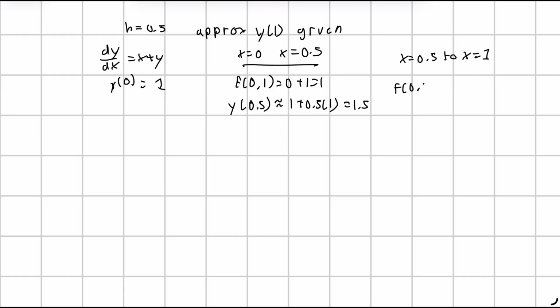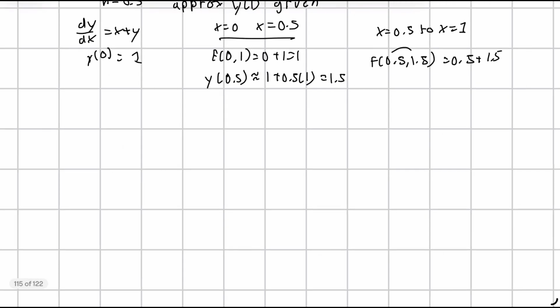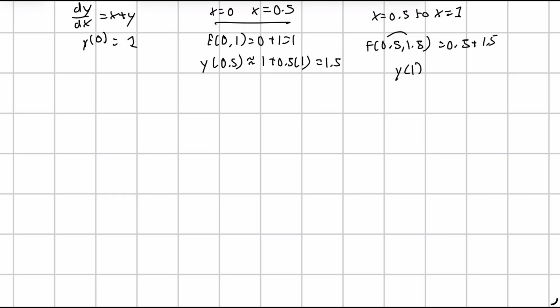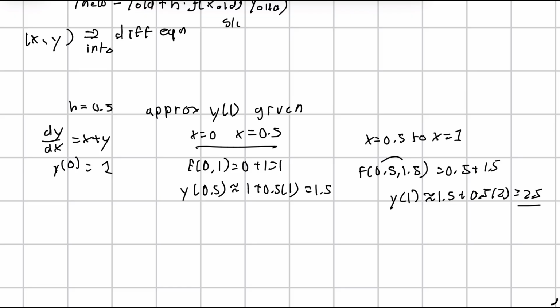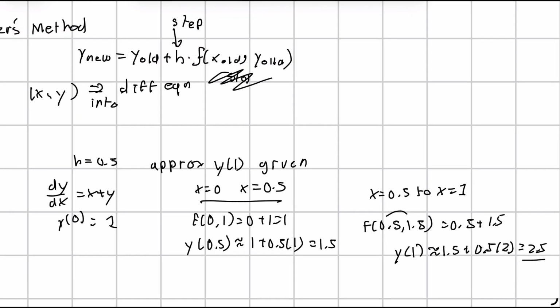We have f of (0.5, 1.5), and this is equal to 0.5 plus 1.5. You're just going to add these two, right? You're just adding them, well, that's not always the case. It's just because that's our differential equation. In this case, y of 1 will be approximately 1.5 plus 0.5 times 2, which is 2.5. So y of 1 is equal to 2.5. So yeah, we just have y new is equal to y plus h times the slope.